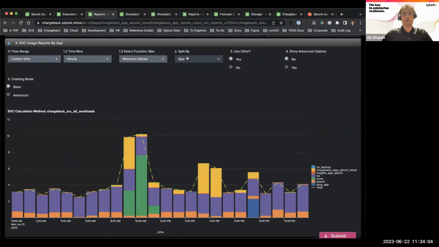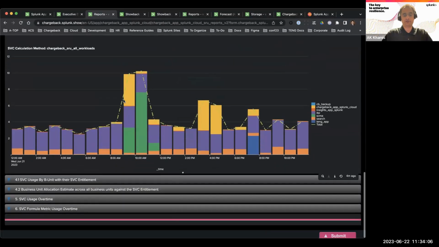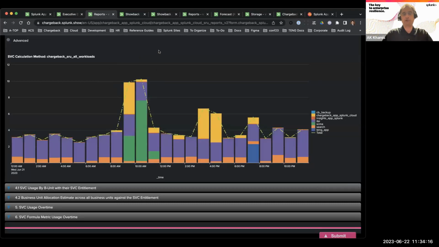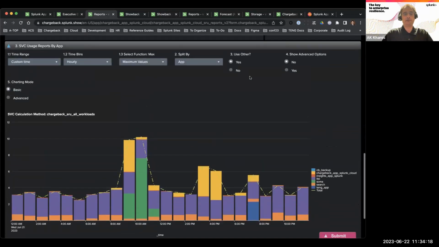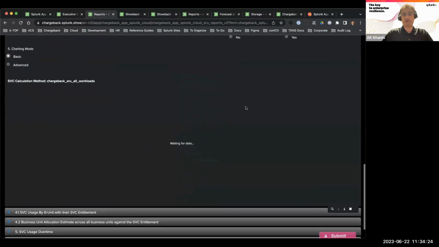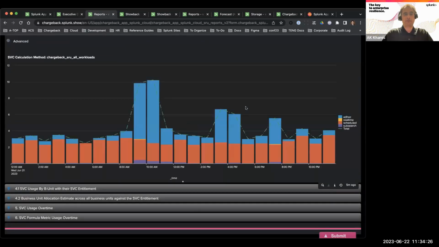I can do drill downs now, hourly. Obviously, I was very busy doing something yesterday morning, running stuff, right? So you can see I had a hot peak usage around 9 and 10 a.m. in the morning. These are the apps that I use, or I can look by search types, mostly going to be ad hoc in this lab environment. So yeah, that's my ad hoc.